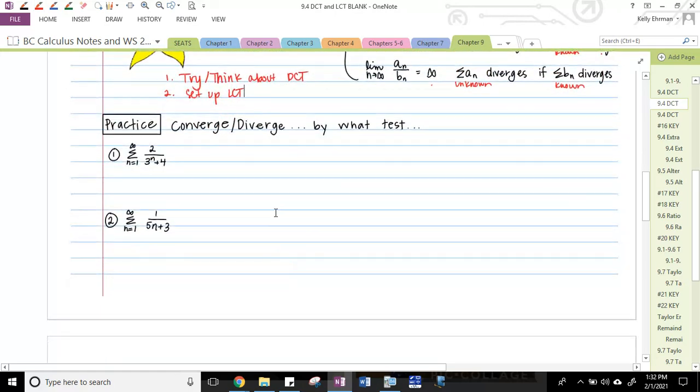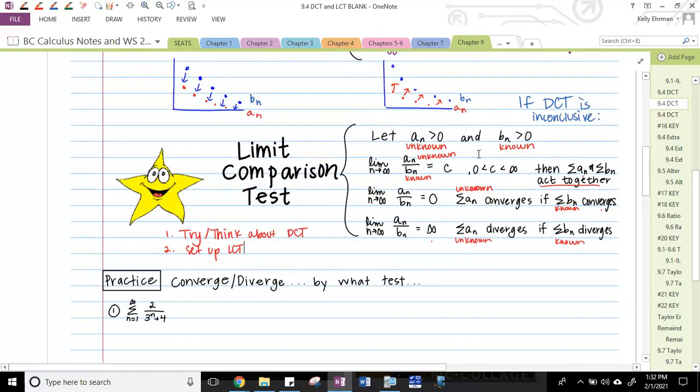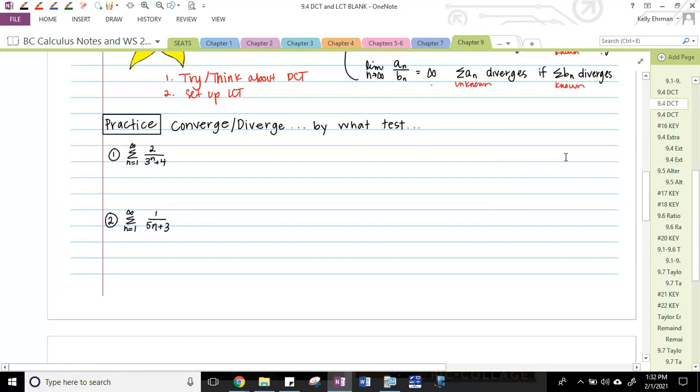All right, so let's practice. It's just converge or diverge by what test? If we get converges, we don't know what they converge to. All right, so 2 over 3 to the n plus 4. This is a lot like just 2 over 3 to the n. So cut off the plus 4, right?